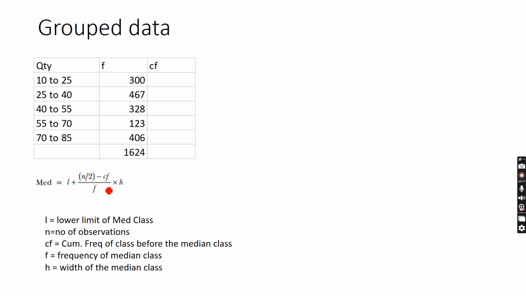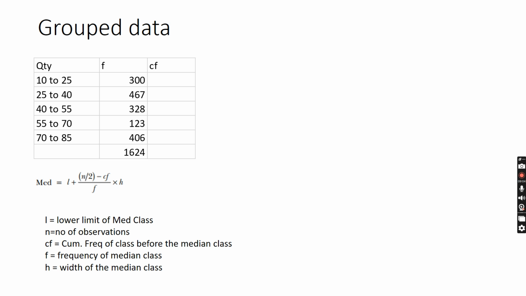n stands for the number of observations. The number of observations in a grouped data would be the total of the frequency. So the number of observations would be 1624. CF stands for cumulative frequency of the class before the median class. F stands for frequency of the median class, and H is the width of the median class.